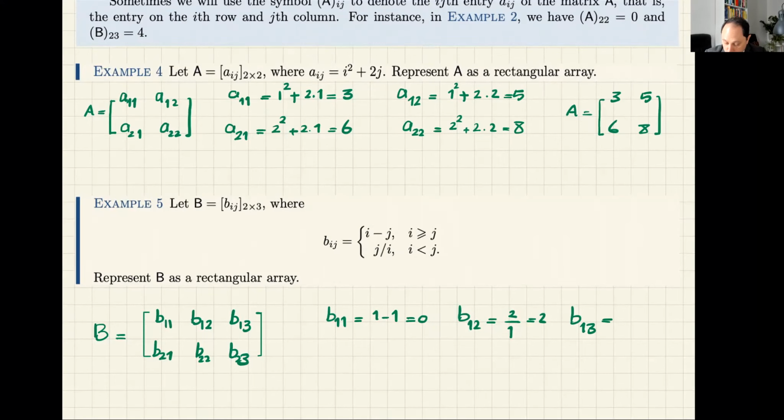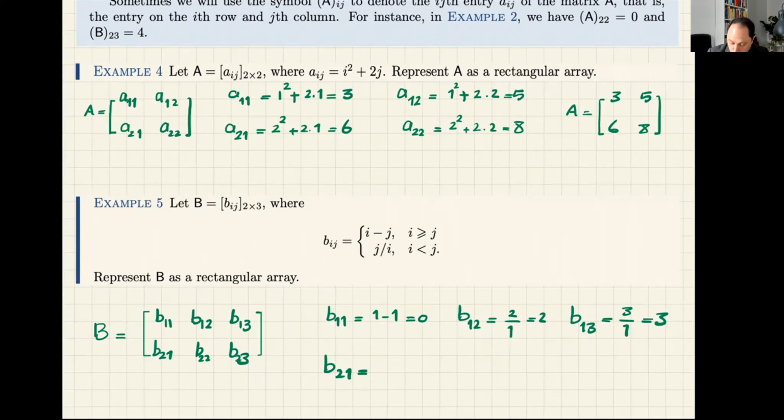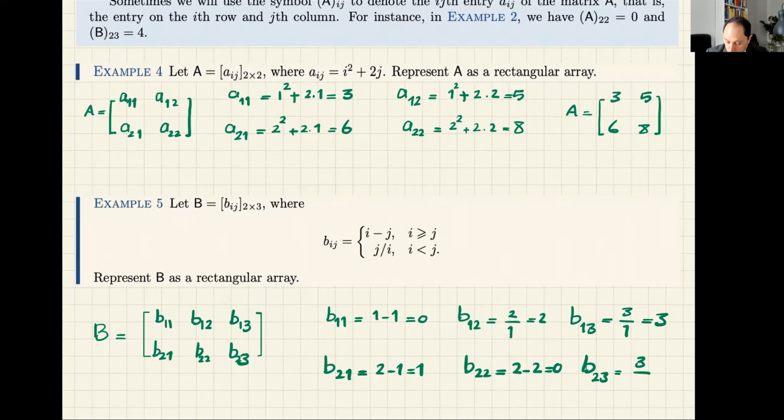B13, I have the same scenario, so I will write 3 divided by 1, so the answer is 3, and then I go to the next one, B21. Here, the I index is greater than the J index, so I have to write 2 minus 1, which is 1, and then when I go to B22, these are the same. I have to use the same rule again, so this is 0, but when I go to B23, here I is less than J, so I need to divide J by this one. And I can keep it like this.